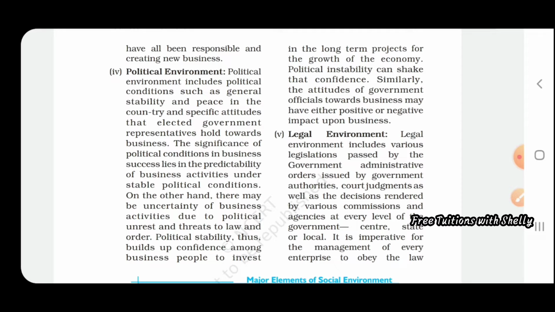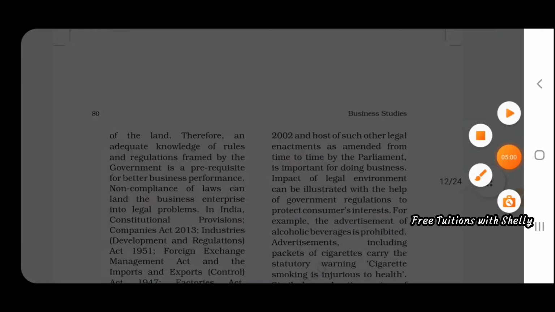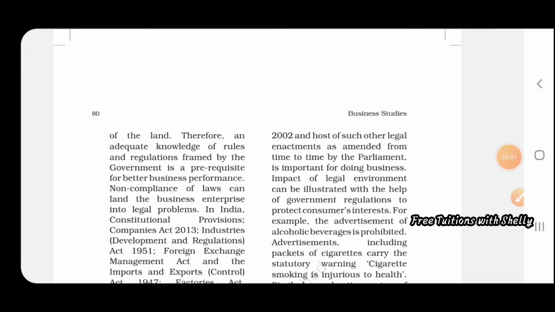The fifth one is legal environment. The term legal environment itself says, legal environment includes various legislation passed by the government and its administrative orders issued by government authorities, court judgments, all these rules and regulations of the center, state or local government, all come under legal environment. So once a rule or regulation is passed or changed, the business has to follow those rules and regulations. And the business organization must obey the rules of the land.